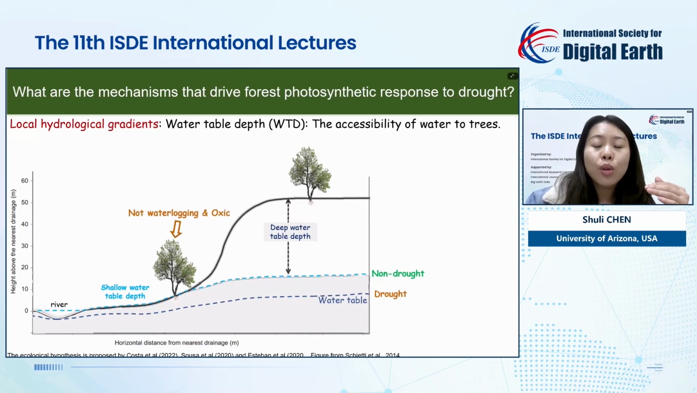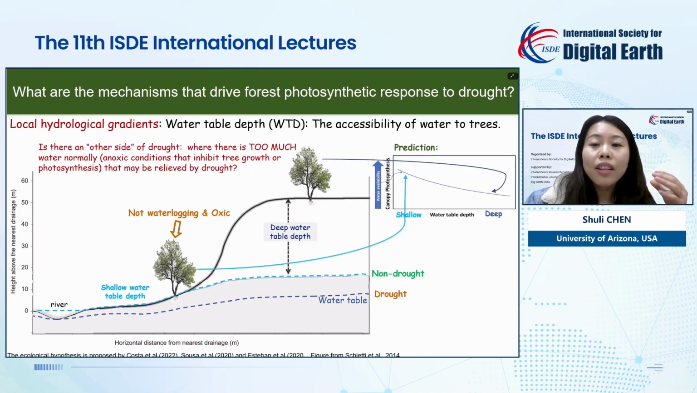While during the drought situation, when the water table decreases, that means the water recedes, but it does not really go away. In this case, the trees still have good access to the groundwater, but at the same time, they could have better access to the air, to the oxygen. And in this case, their growth can be relieved by the drought. So this is for the shallow water table forest scenarios.